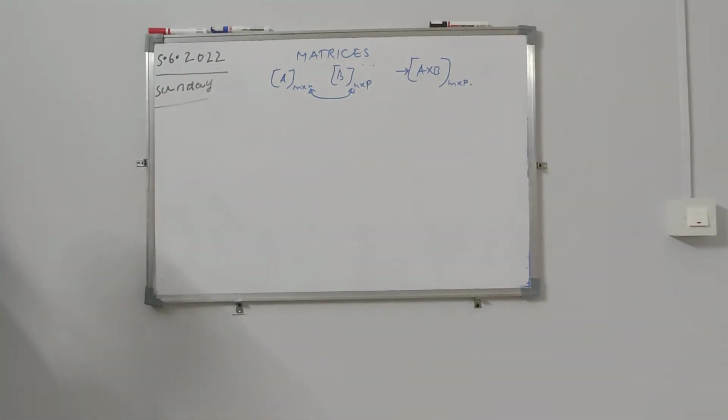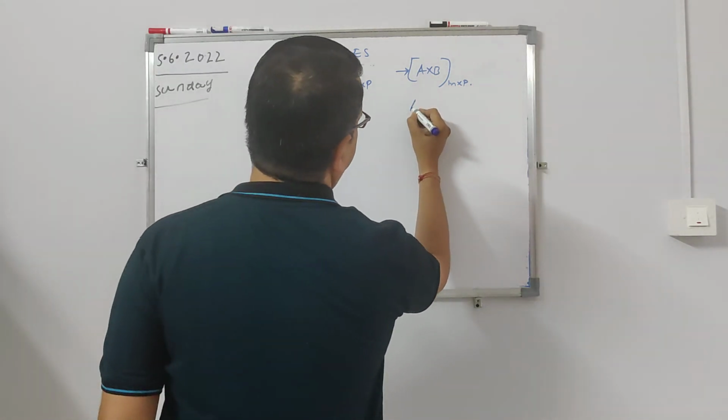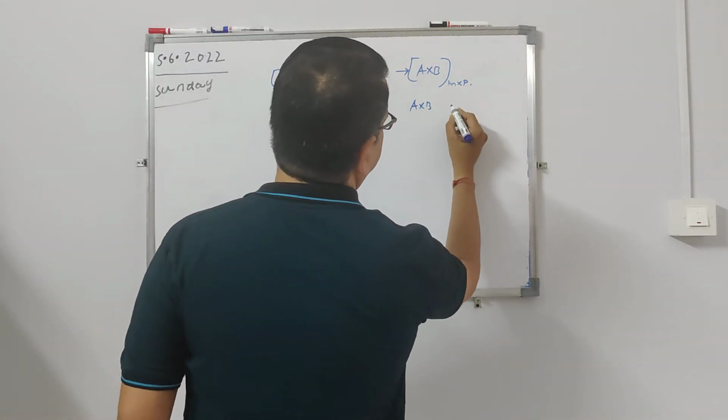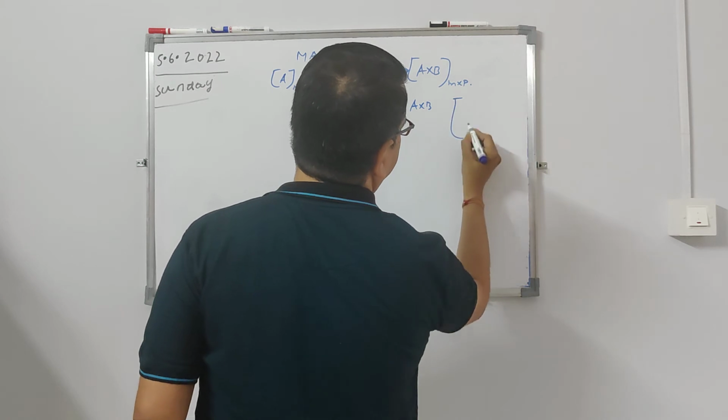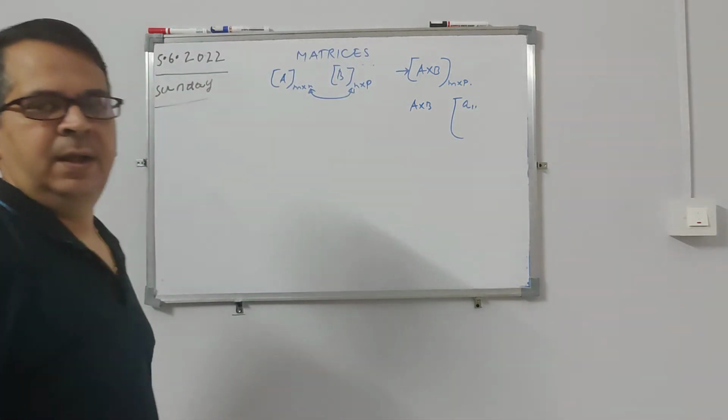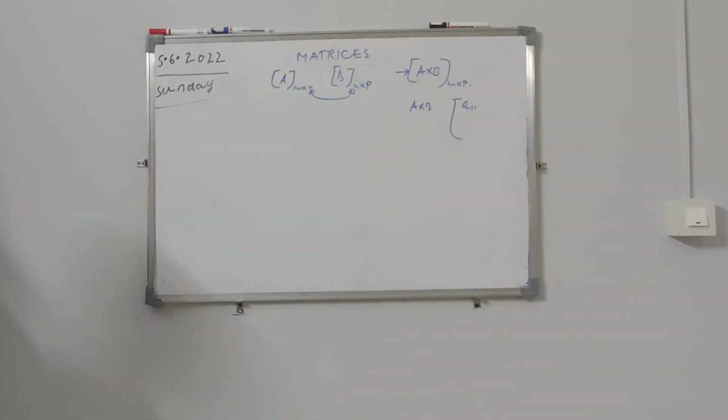And to get any element in the resulting matrix, say A into B, any element, let us say A11 you want to find, you are multiplying the first row of the first matrix with the first column of the second matrix. So that's why you need to have an equal number of columns: the number of columns in the first has to be the number of rows in the second.